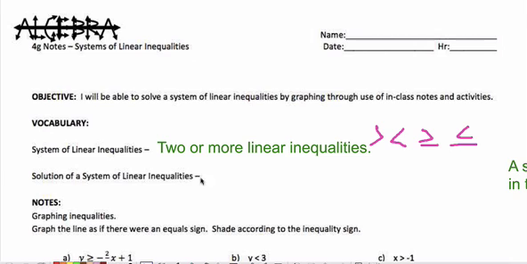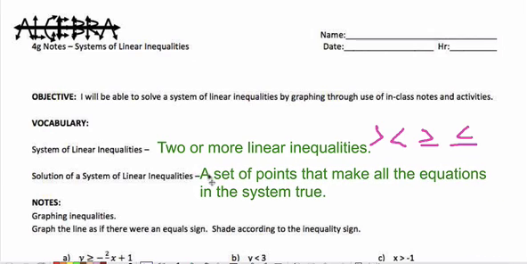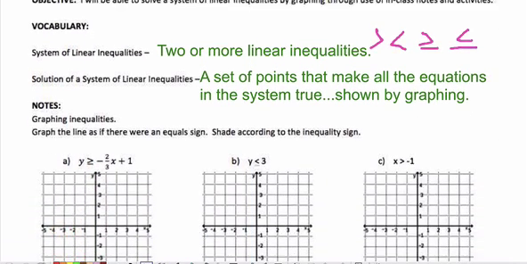The solution of a system of inequalities is a set of points that make all the equations in the system true. And the only way to show these points is you have to make a graph. So, shown by graphing. All right, make sure you get that down and then come join me for this part.